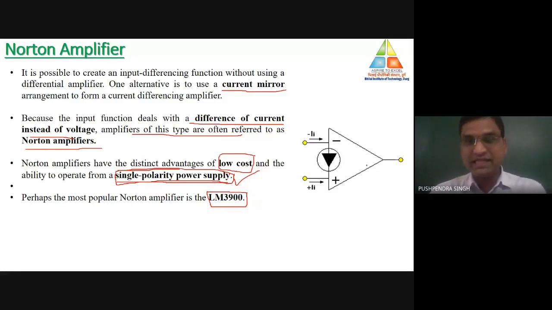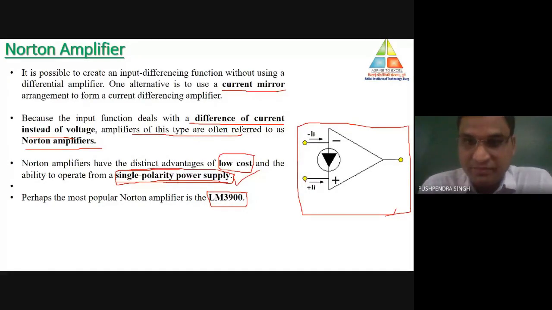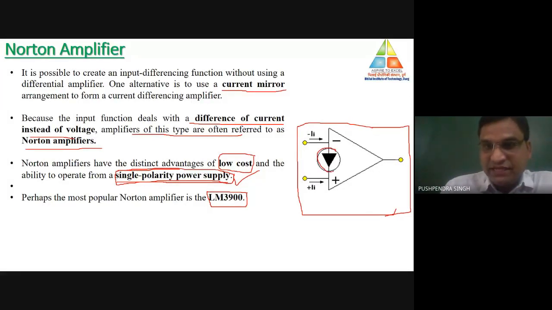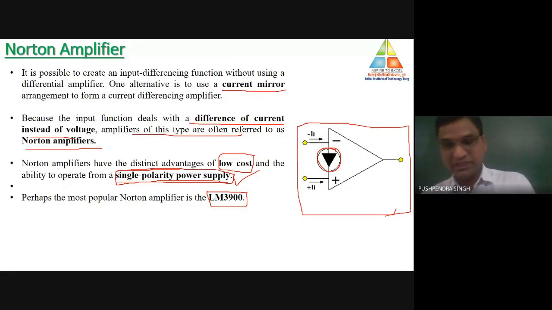Here on the right-hand side, you can see the symbol of the Norton amplifier, where at the inverting terminal the value of current is minus I, and at the non-inverting terminal the value of current is plus I. In between, this represents that there is a difference of current. So differencing of current is denoted with the help of this symbol. This is the symbol of the Norton amplifier circuit.